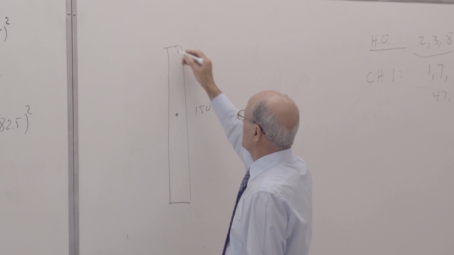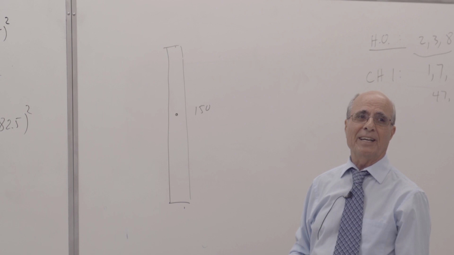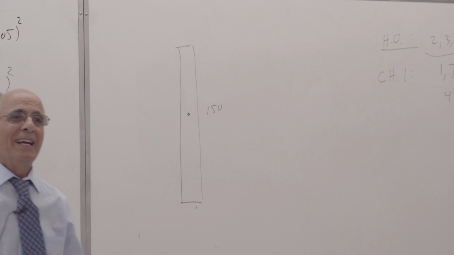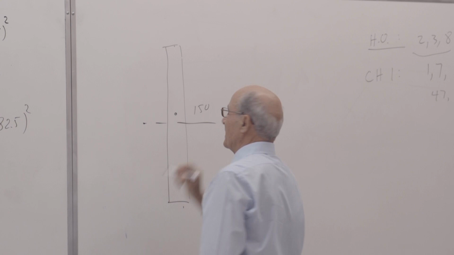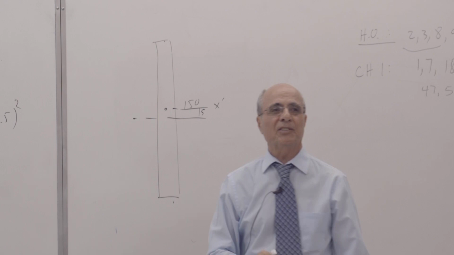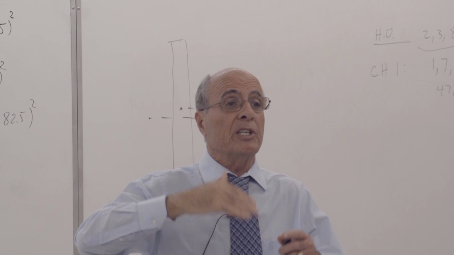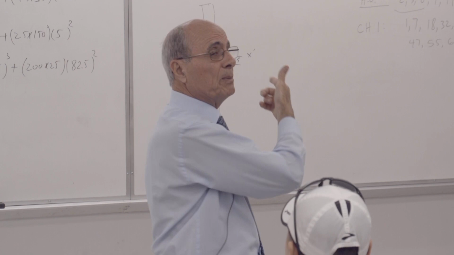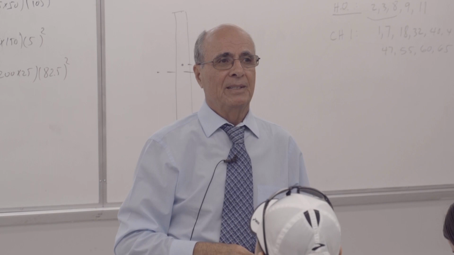But where is the x-axis that I'm taking a moment about? Look, the distances are given. It is 70 and 80. So where is the x-axis? The x-axis is here. See that? So the distance, this becomes your x prime, and this is your x, and the distance is 5. That blue dot is the centroid of the entire picture. It's not the centroid of that piece. The centroid of 150 by 25 is at 75. Everybody knows that. Yes? Okay? All right, good.